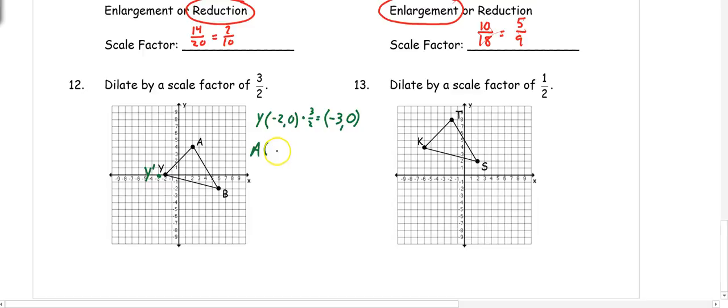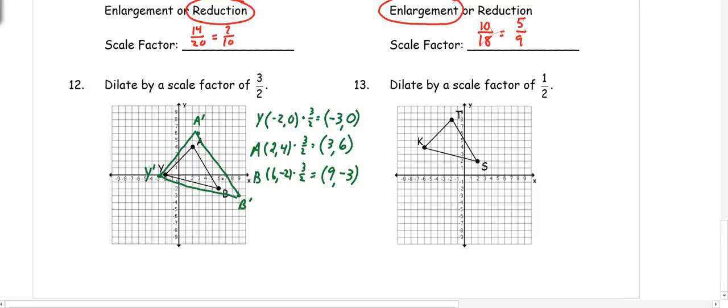Our a coordinate is 2, 4, and we're going to multiply by 3 over 2. So 2 times 3 over 2 is going to be 2 times 3, which is 6, divided by 2 is 3, and 3 over 2 times 4 gets us 6. So we're going to go to 3, 6, and this is our a prime. And then our b coordinate was 6, negative 2, and we're going to multiply by 3 over 2. So when we do 6 times 3 over 2, we get 18 over 2, which is really 9. Negative 2 times 3 over 2 is negative 3. So we're going to go to 9, negative 3. This is b prime. Notice that our scale factor was greater than 1, so our new figure is larger than the original.